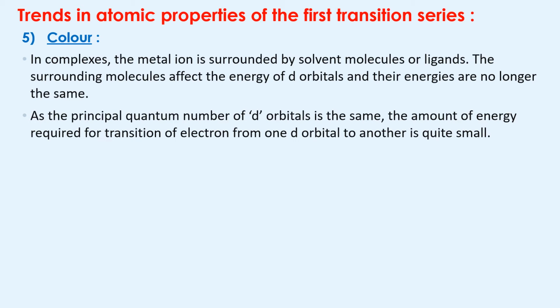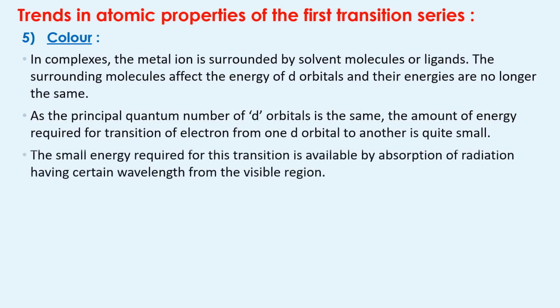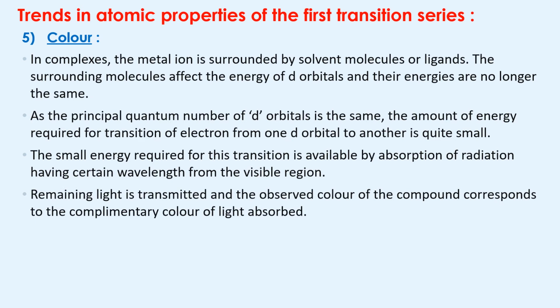Since the principal quantum number of the d orbitals is the same, the amount of energy required for the transition of an electron from one d orbital to another is quite small. So a very small amount of energy is required for the transition. That's why they absorb radiation from the visible region, and the remaining light is transmitted.